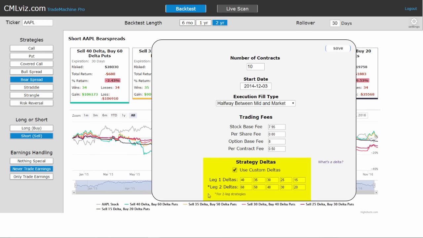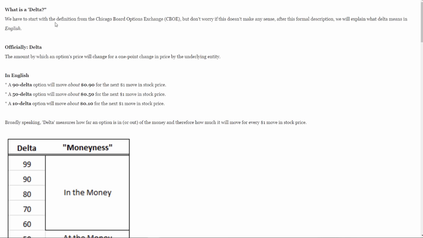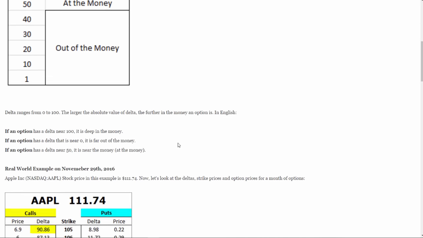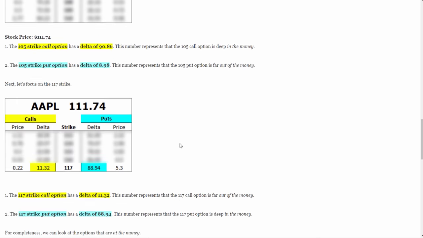Again, this is an advanced application of the backtester. It's not necessary to use if you don't want to. And if you have curiosity about what a delta is exactly, we have a help sheet right here, which will tell you exactly what a delta is and how to use it when you're trading options.